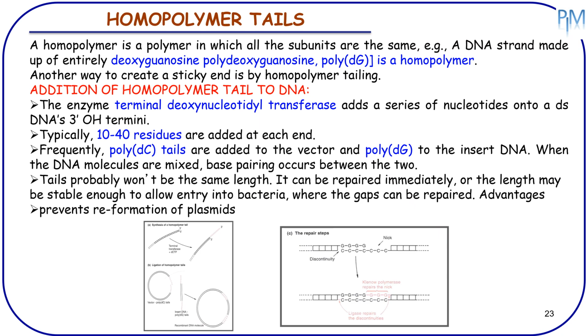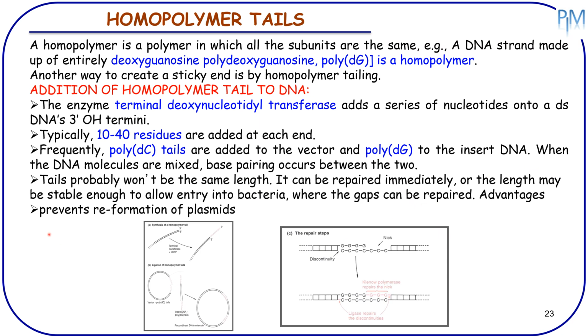A homopolymer is a polymer in which all the subunits are the same. Example, a DNA strand made up of entirely deoxyguanosine, polydeoxyguanosine, poly-dG, is a homopolymer. Another way to create a sticky end is by homopolymer tailing. The enzyme terminal deoxynucleotidyl transferase adds a series of nucleotides onto a double-stranded DNA's 3'OH termini. Typically, 10 to 40 residues are added at each end. Frequently, poly-dC tails are added to the vector and poly-dG to the insert DNA.